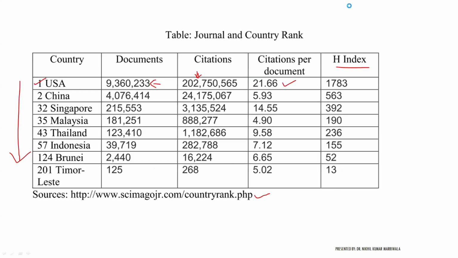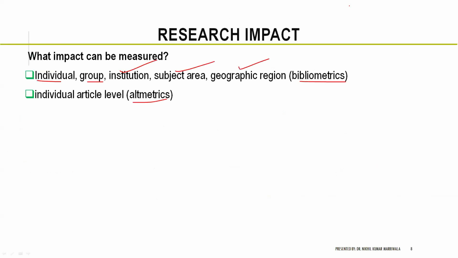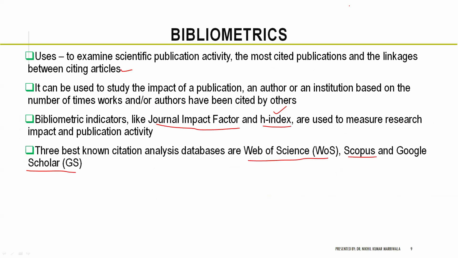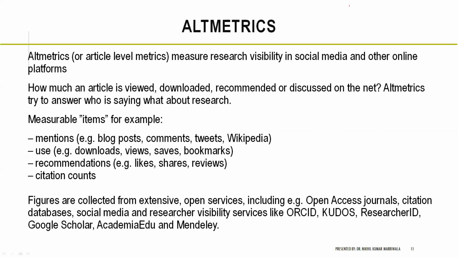So I told you two terms. One is bibliometrics, and the second one is altmetrics. Bibliometrics I've already given you. Altmetrics is what we need to understand. Altmetrics is basically article level metrics. We should understand this term. It measures research visibility in social media and other online platforms, right? I hope there are many that you are following these days.